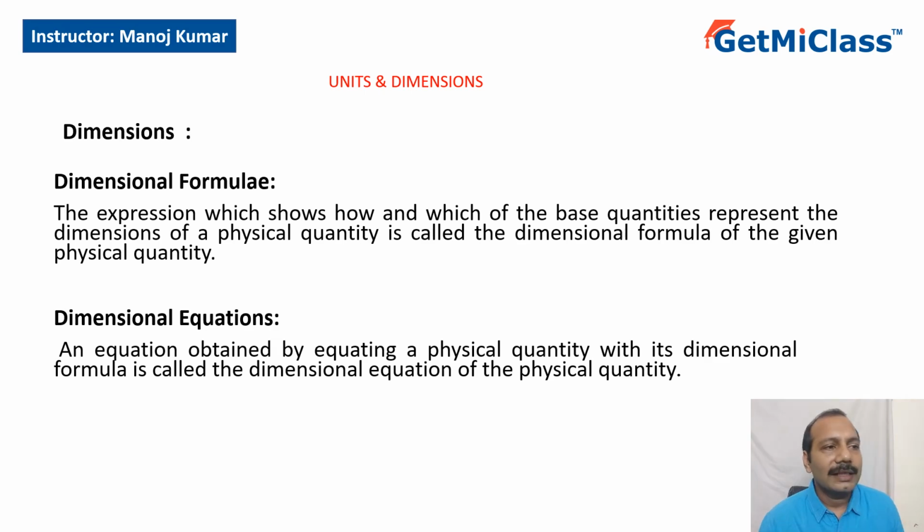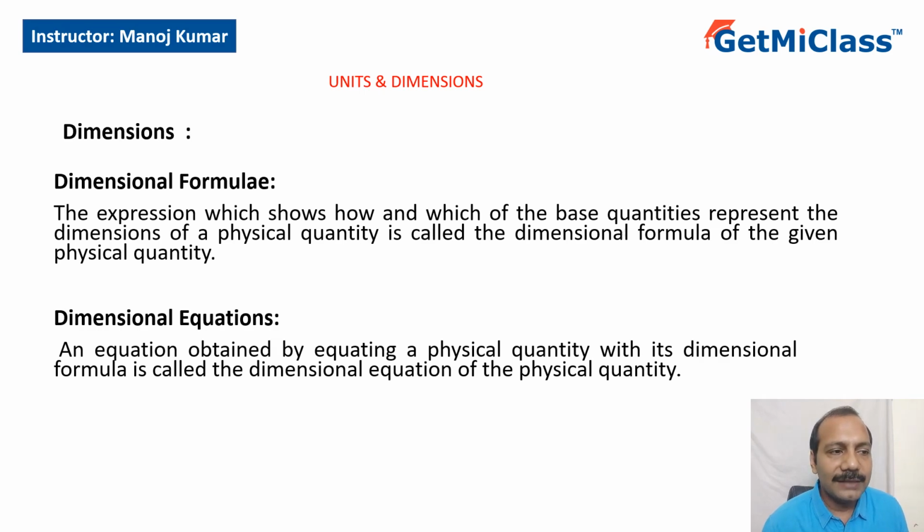Now let's look at what the dimensional formula is. The expression which shows how and which of the base quantities represent the dimensions of a physical quantity is called the dimensional formula. So in this case, we have just seen momentum. Whatever expression we got, that is the dimensional formula of that particular quantity, momentum.